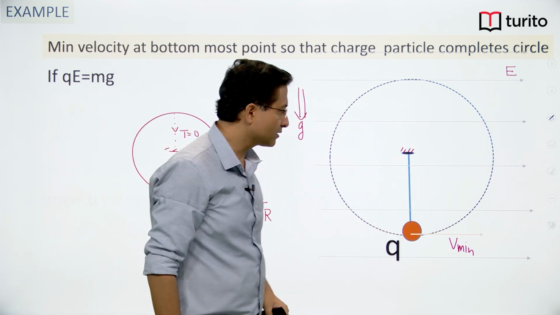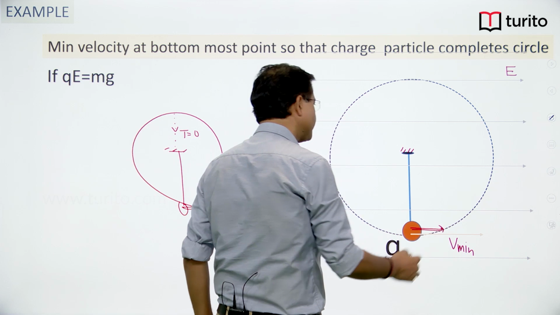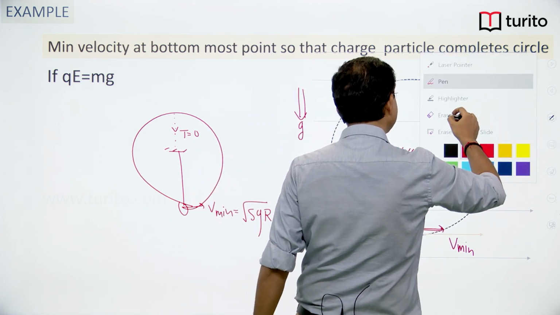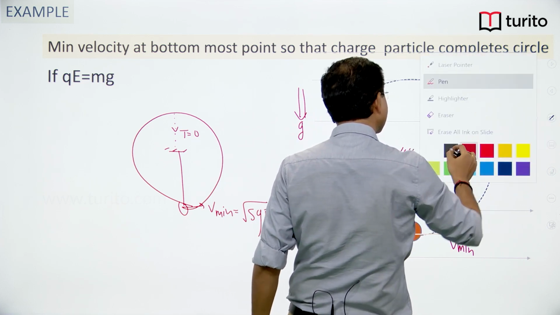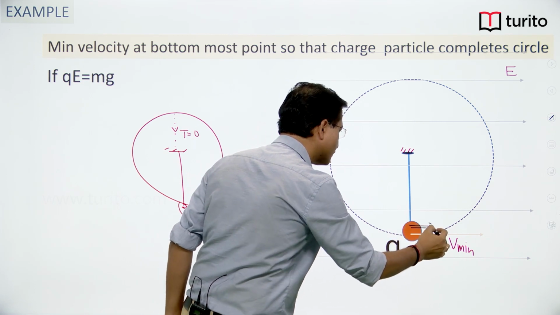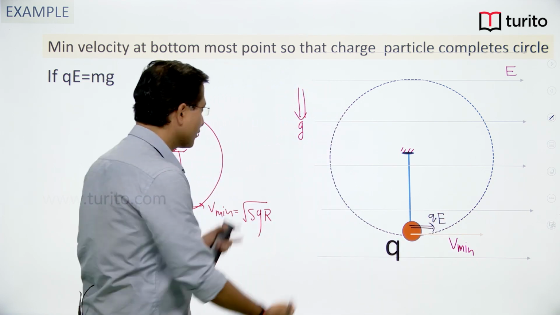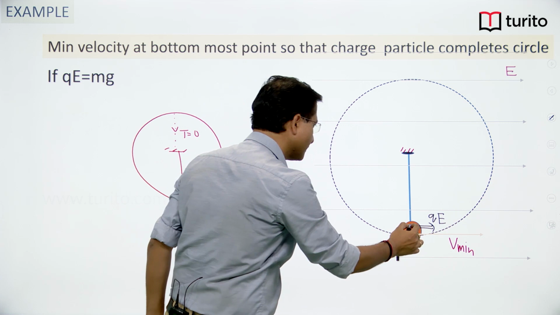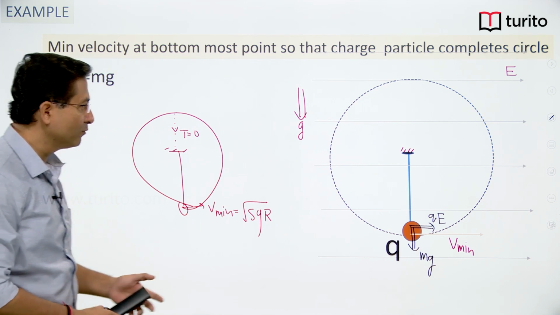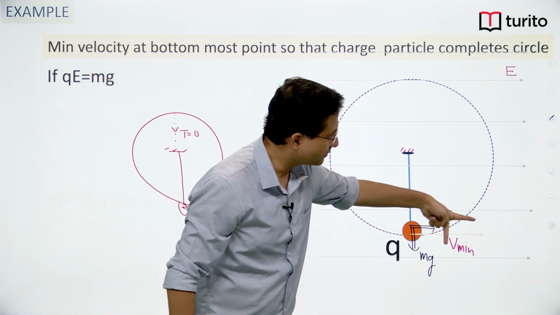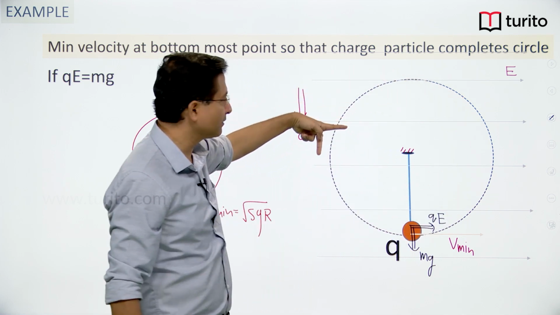So, if the resultant force, now you can see that here, because of this field it will have QE force, and because of the gravitational field it will have mg force, right. So, as the particle moves this way, these two forces will always act in the same direction.